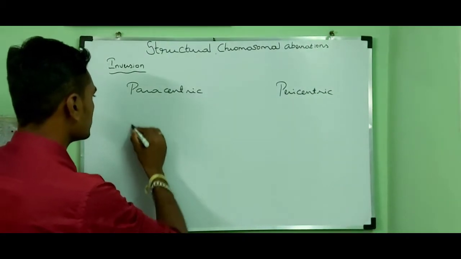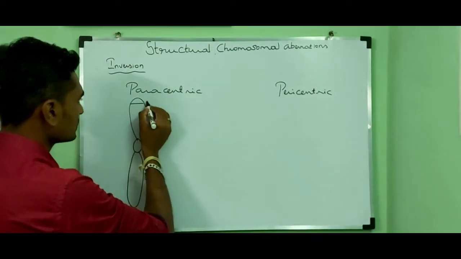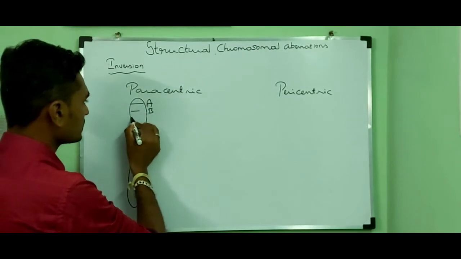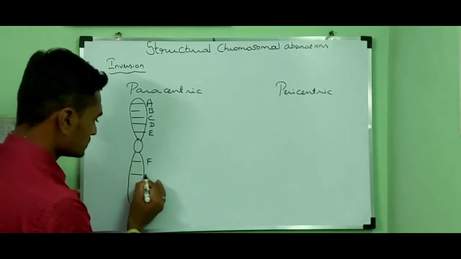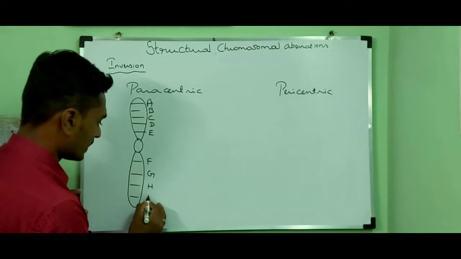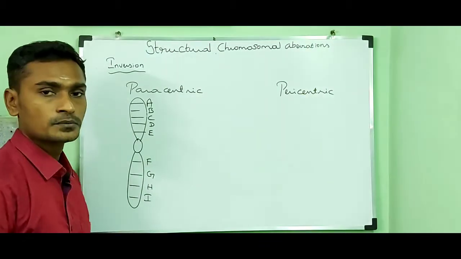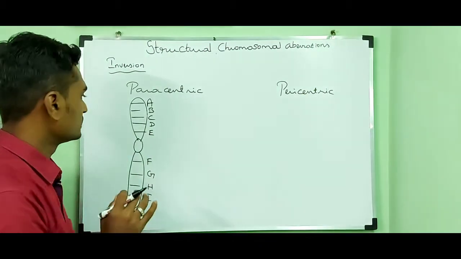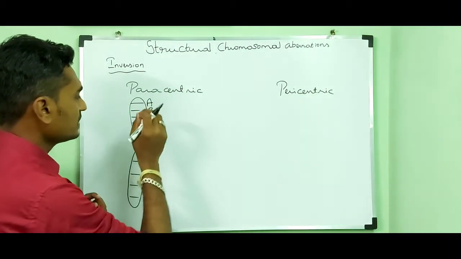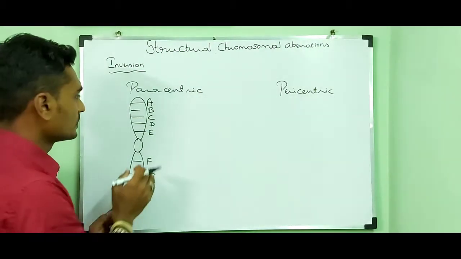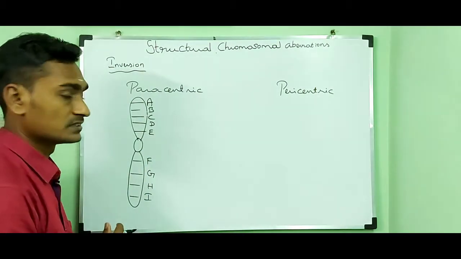It is a normal chromosome, which contains the gene sequence capital A, capital B, capital C, capital D, capital E, F, G, H, I. So in this chromatid, in this arm, mutation takes place in capital B, capital C and capital D. In these three genes, the inversion occurs.